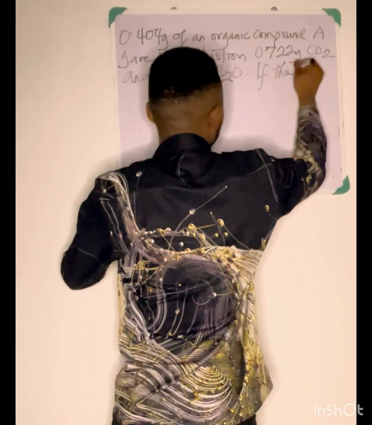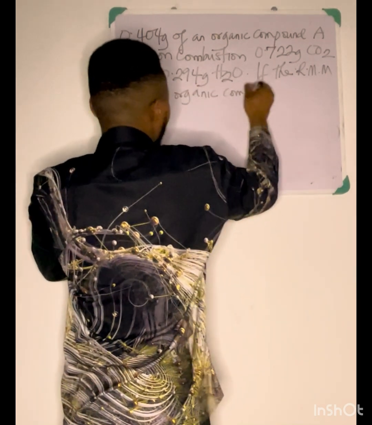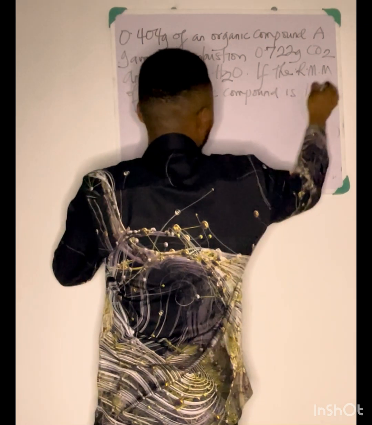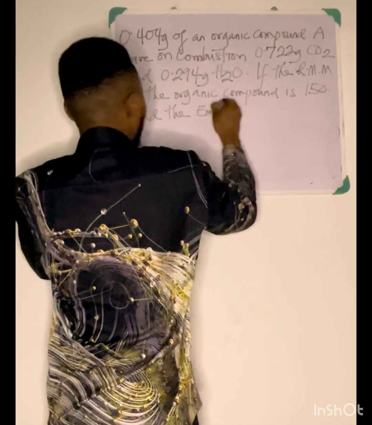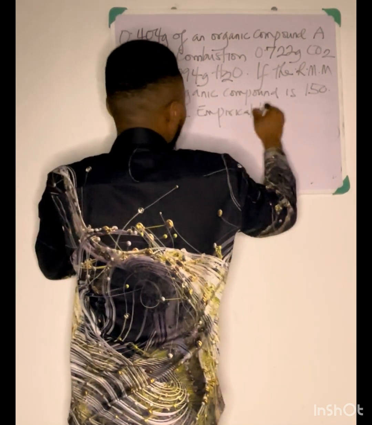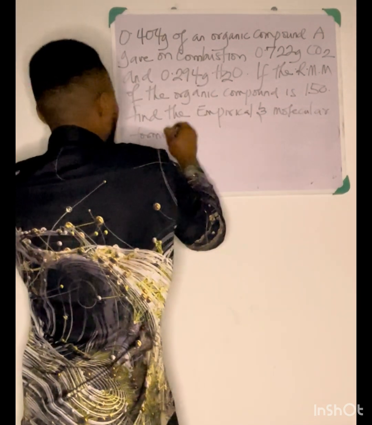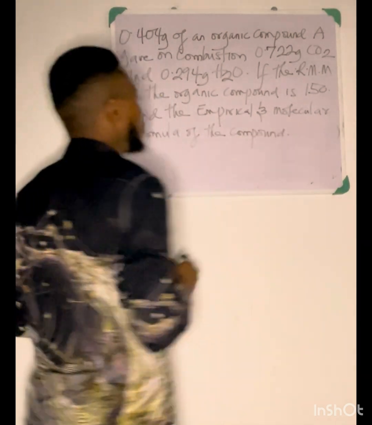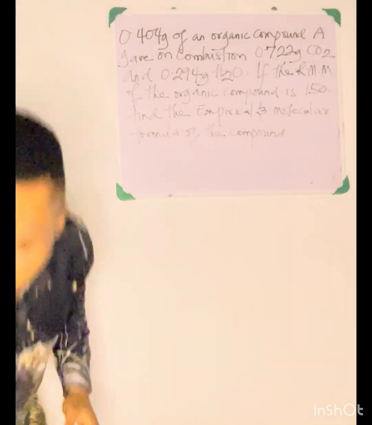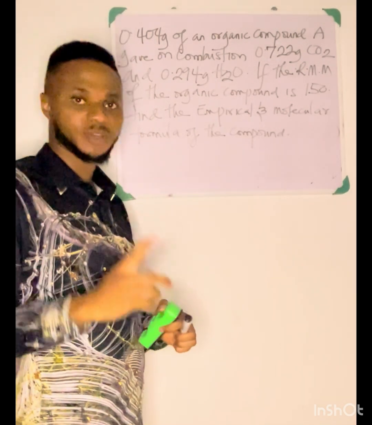Now, if the relative molecular mass of the organic compound is 150, find the empirical and molecular formula of the compound. I want you to take your time to write down this question, and we would actually solve it. Very important.